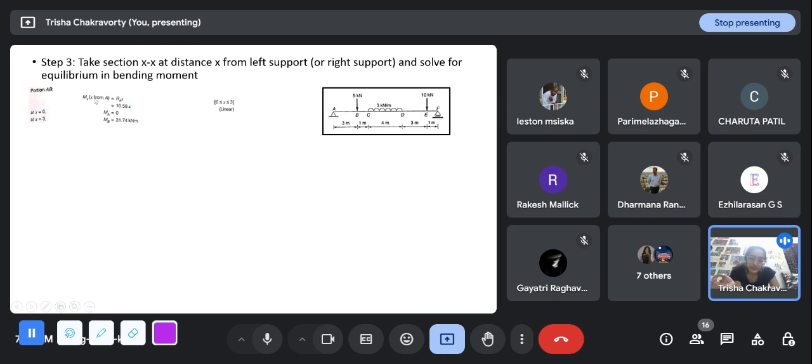10.58 into X. Again, you can see this is a linear profile, right? X will go from 0 to 3. At A, the bending moment is 0. And at B, the bending moment is 10.58 into 3, that is 31.74.